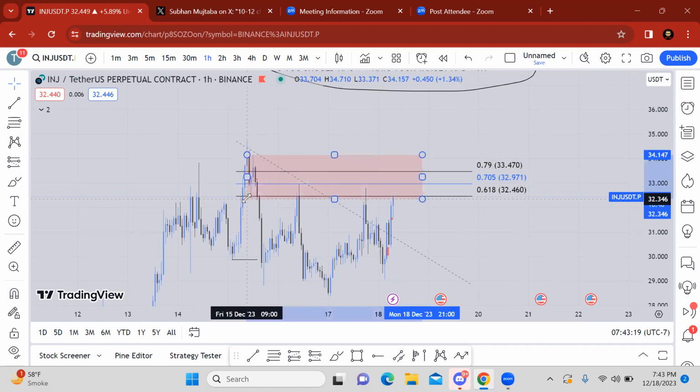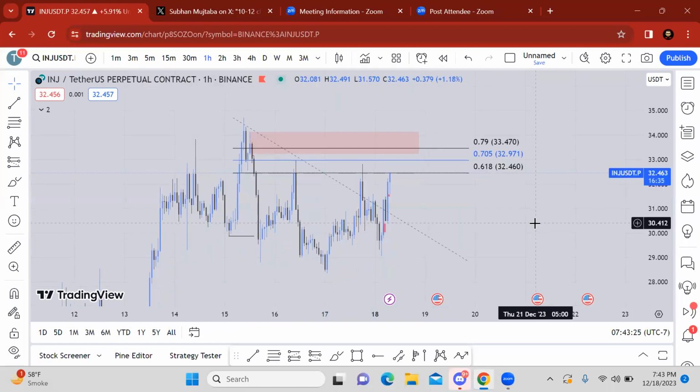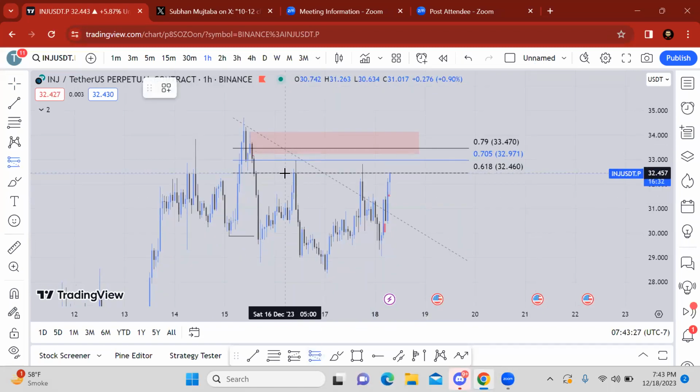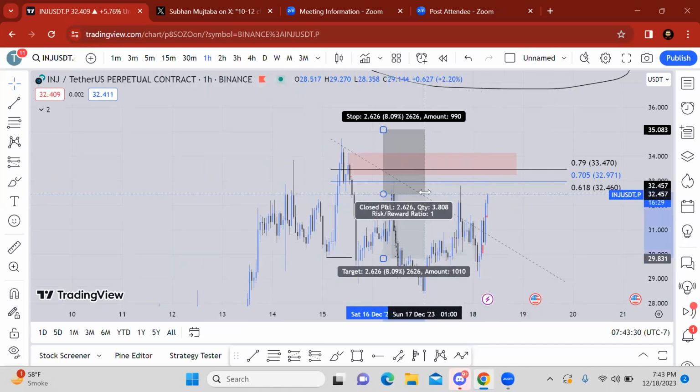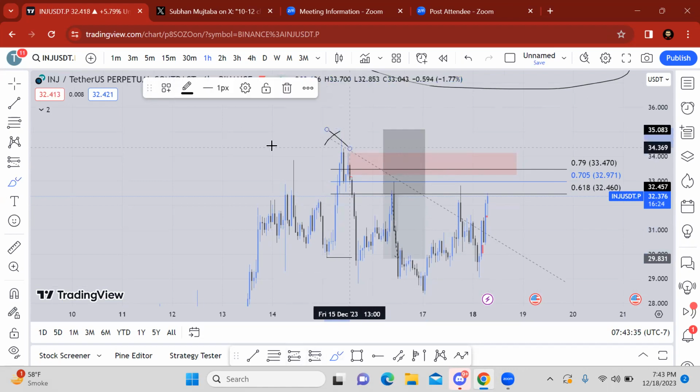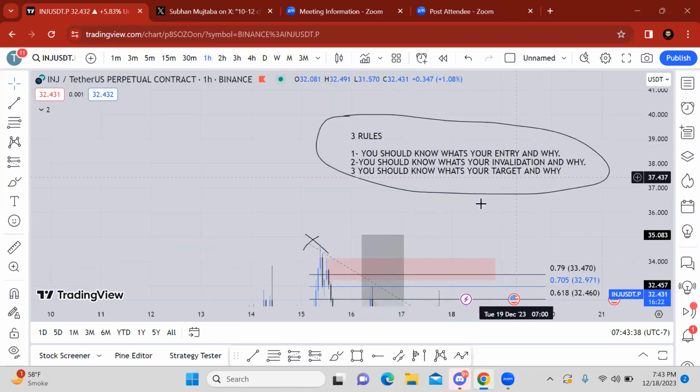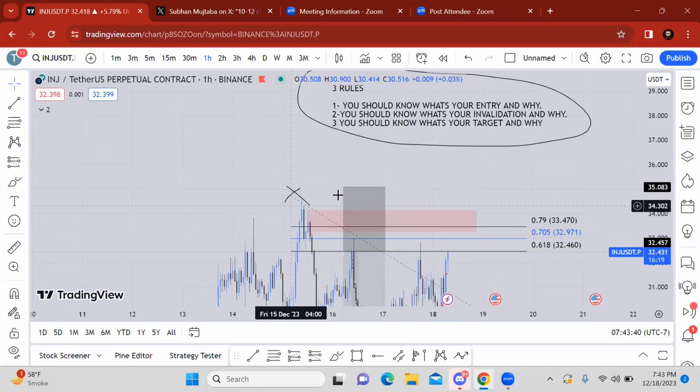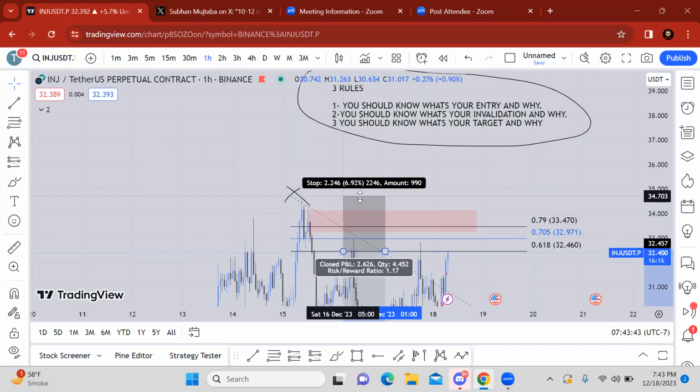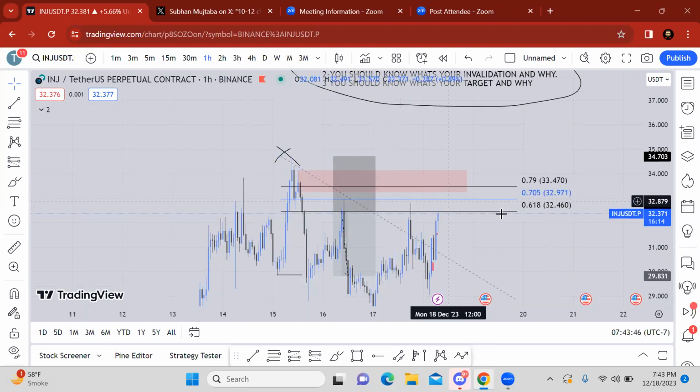If you see the H2, 618 is aligning beautifully. No need of taking DCA levels. So I am shorting here. I know the reason, and I have a beautiful invalidation. First rule, I know my entry and why I'm taking it. Second is why this is my invalidation: if this OTE is crossed here, and this order block took support here, flipped this resistance zone into support, then my structure will be invalidated.